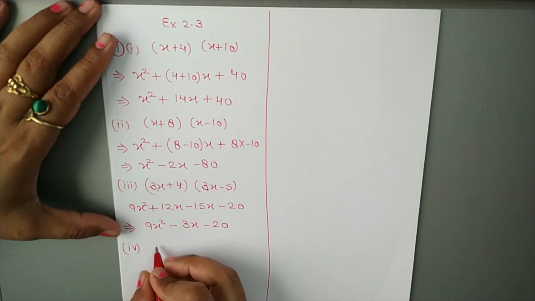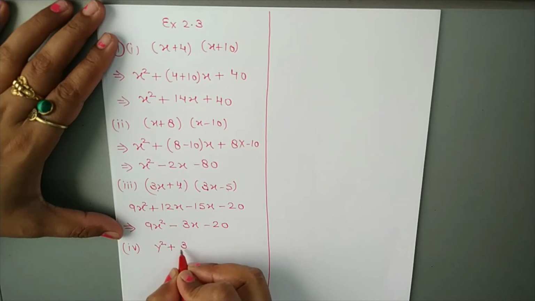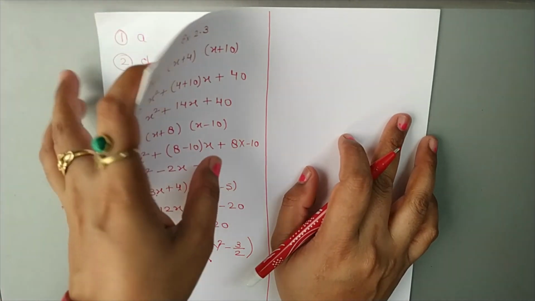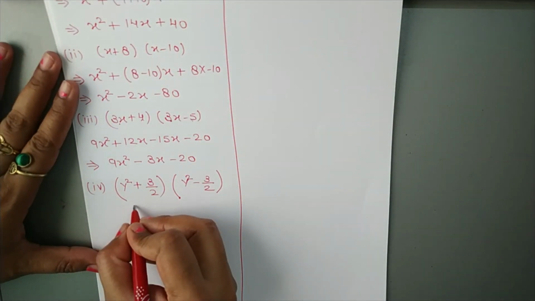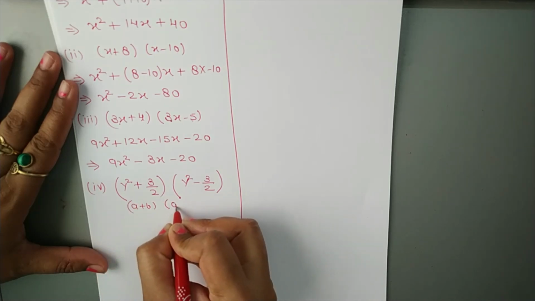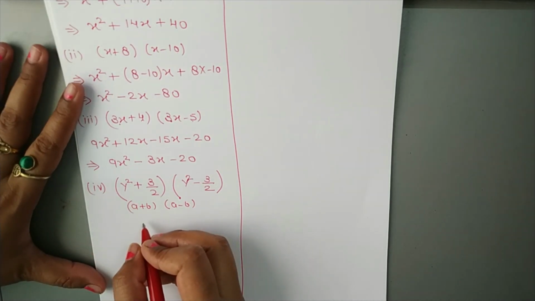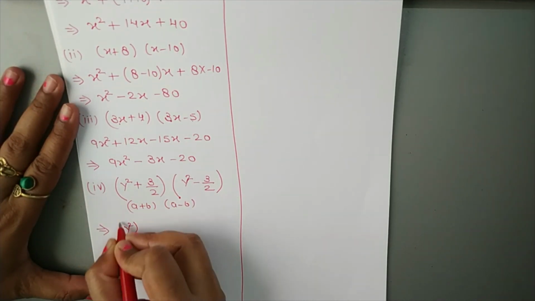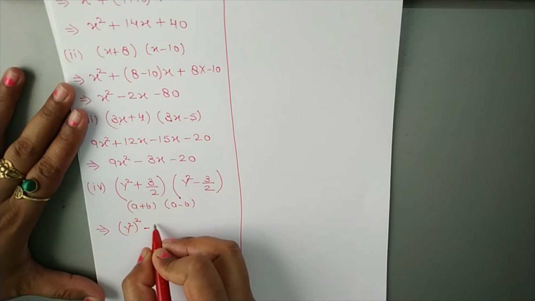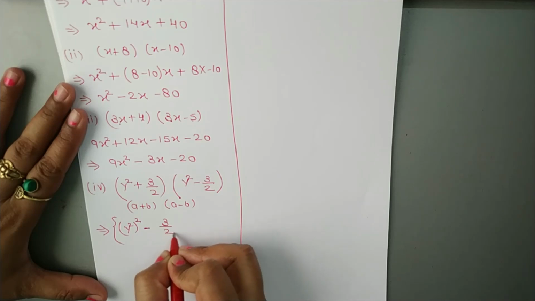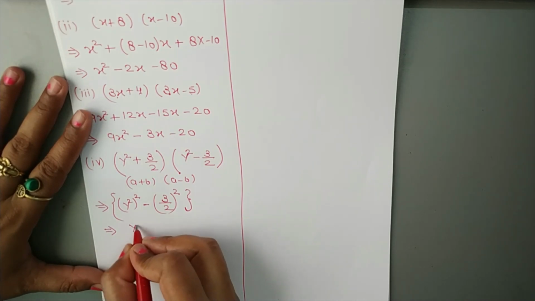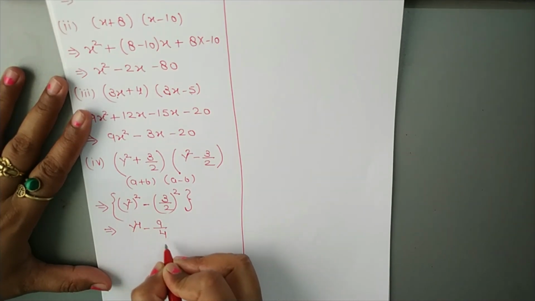Okay, the fourth one, (y^2 + 3/2) in the first bracket, in the other bracket (y^2 - 3/2). Which identity is this? Yes, that will be (a + b)(a - b), so it will be a^2 - b^2. So a^2 is what? This y^2 squared, then minus sign (3/2)^2. So finally it will become y^4 - 9/4.